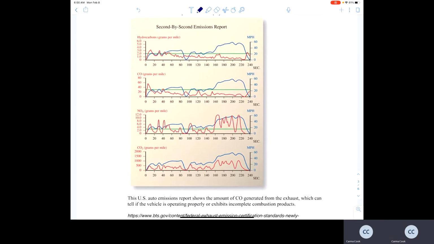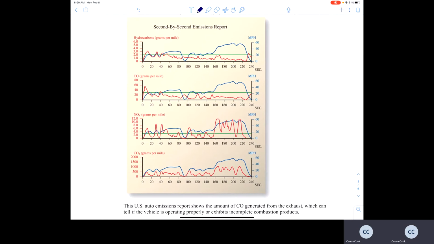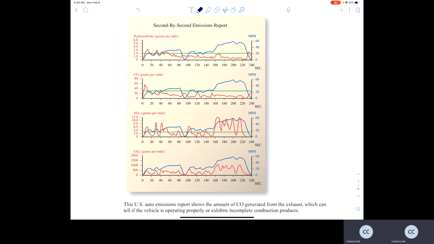And so this little figure here is a copy of an emissions report, and it shows the amount of carbon monoxide in grams per mile that are generated from the exhaust. And so on the left-hand y-axis, you have the amounts in grams per mile, and then on the right-hand side, you have the miles per hour.